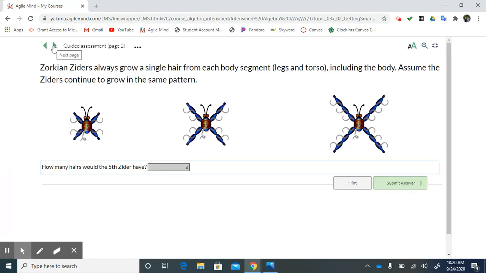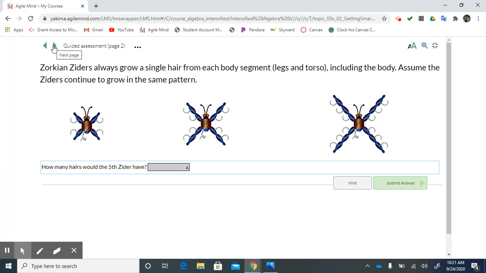All right, for question 2, we have Zorkian Zyders. Zyders always grow a single hair from each body segment, including the body. Assume the Zyders continue to grow in the same pattern. How many hairs would the 5th Zyder have? Okay, I'm going to do another T-chart where I have Zyders and hairs.